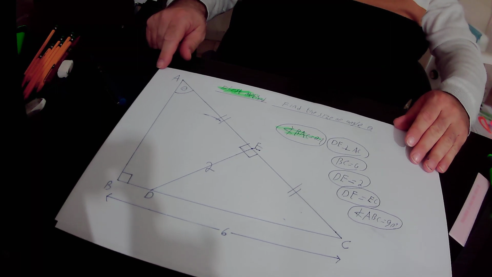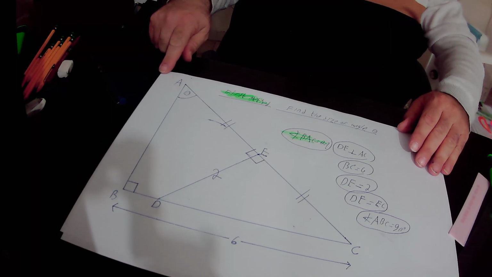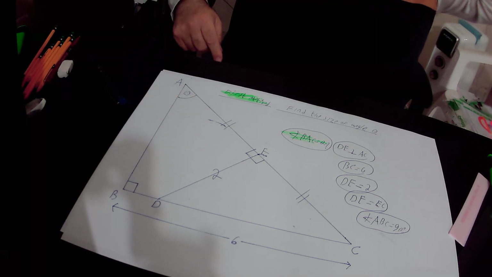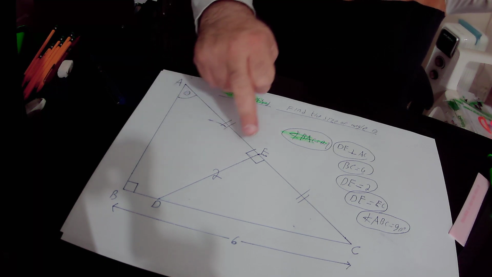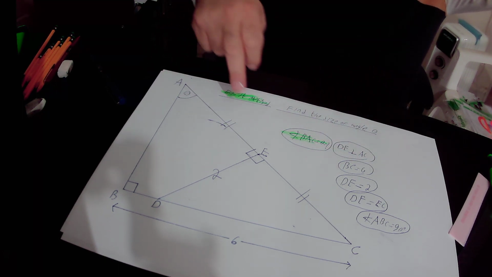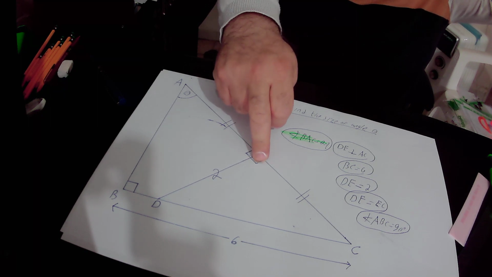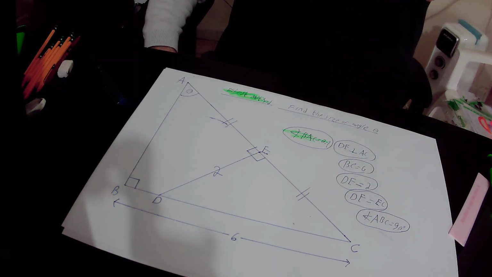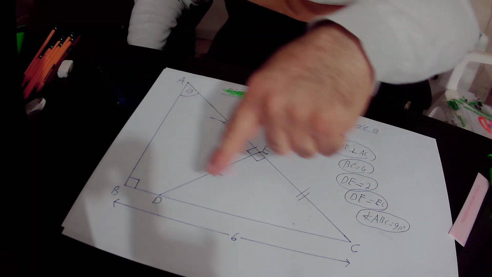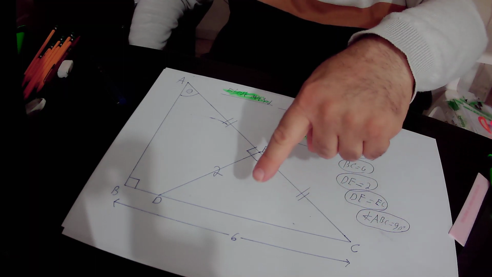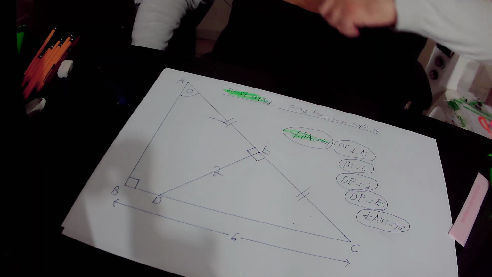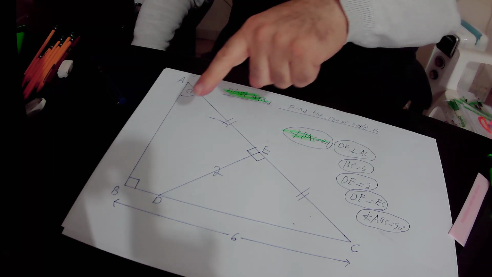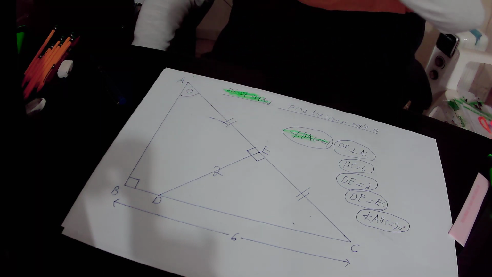In the drawing, we have a right triangle. Triangle ABC is the right triangle because angle ABC equals 90 degrees. We also know that line segment DE is perpendicular to AC. That is to say, this angle equals 90 degrees, and this angle also equals 90 degrees. And we know that AE is equal to EC. We also know that BC is equal to 6 units, and DE is equal to 2 units, and we want to find out the size of this angle BAC, that is equal to theta.